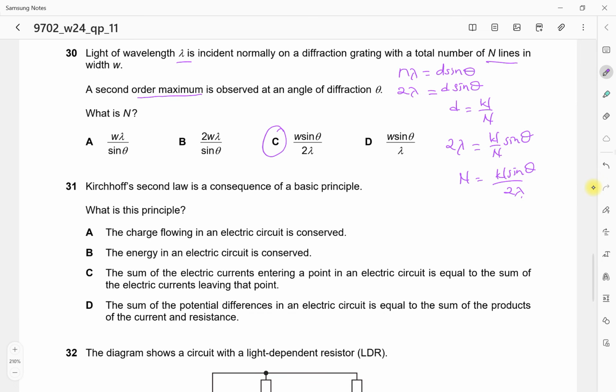Kirchhoff's second law is a consequence of a basic principle. Kirchhoff's law is, of course, dealing with the sum of voltages. The sum of EMFs is equal to the sum of PDs, and EMF and PD, that is energy. So what is this principle? This is the principle of conservation of energy. The charge flowing in an electric circuit is conserved. The energy in an electric circuit is conserved. So the answer is B.